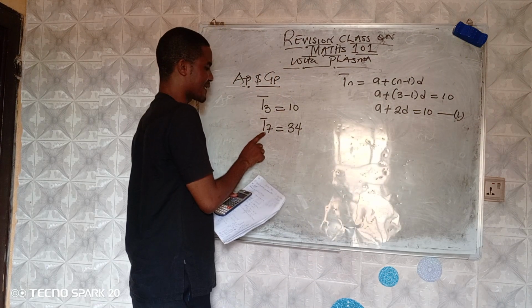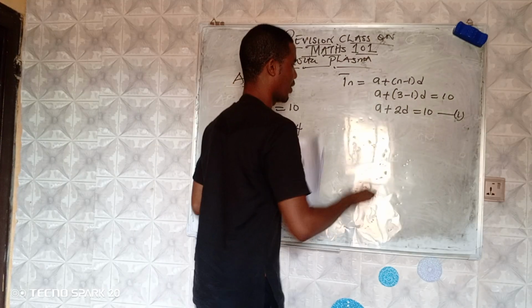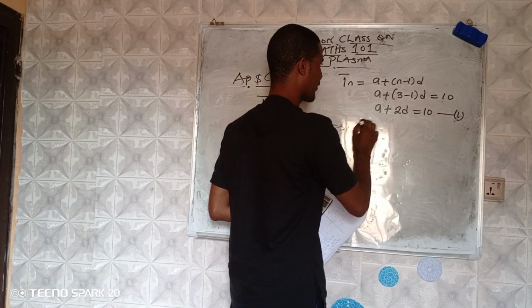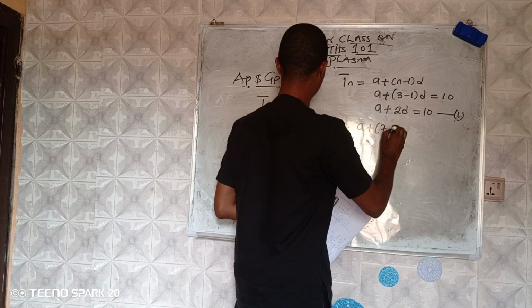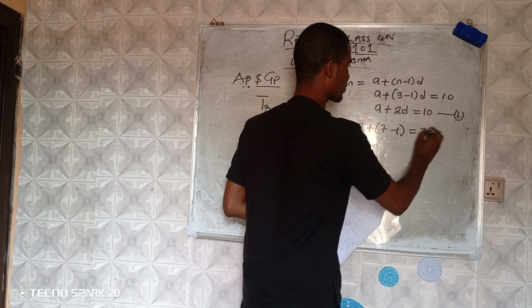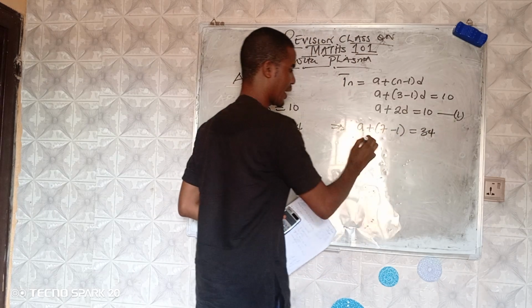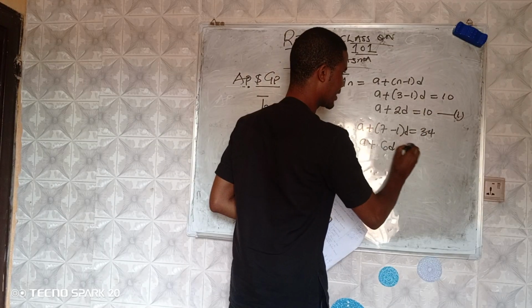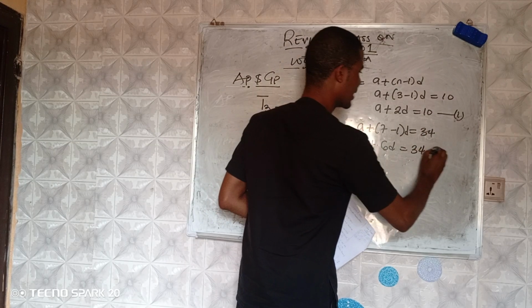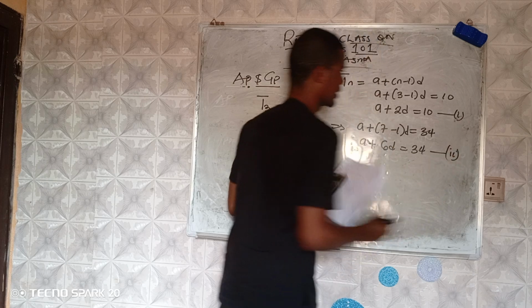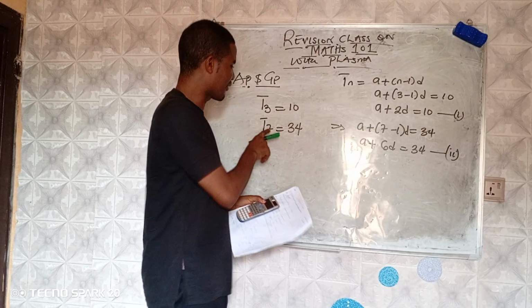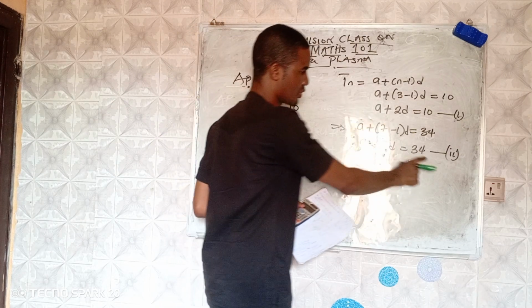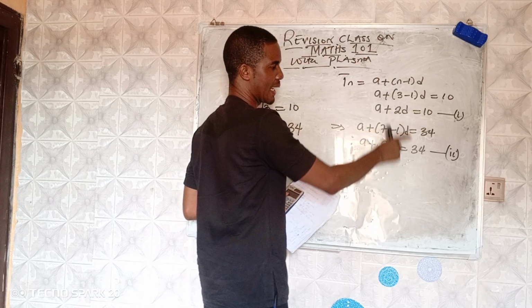They also say that the seventh term is 34. Also, I'm going to have A plus (7 minus 1)D is equal to 34. So I have A plus 6D is equal to 34. This becomes another equation, which stands for the seventh term of an AP is equal to 34. So I have equation 1, I have equation 2.